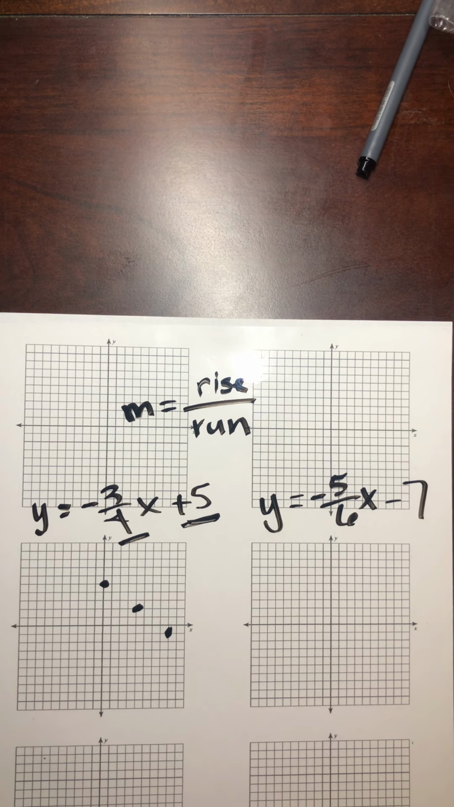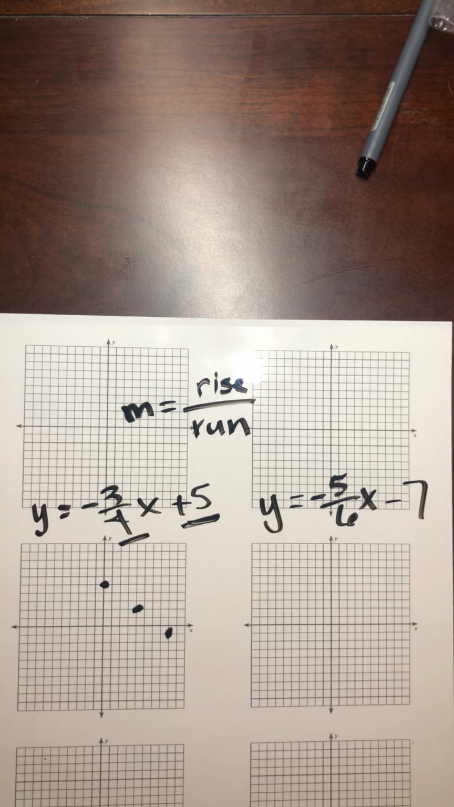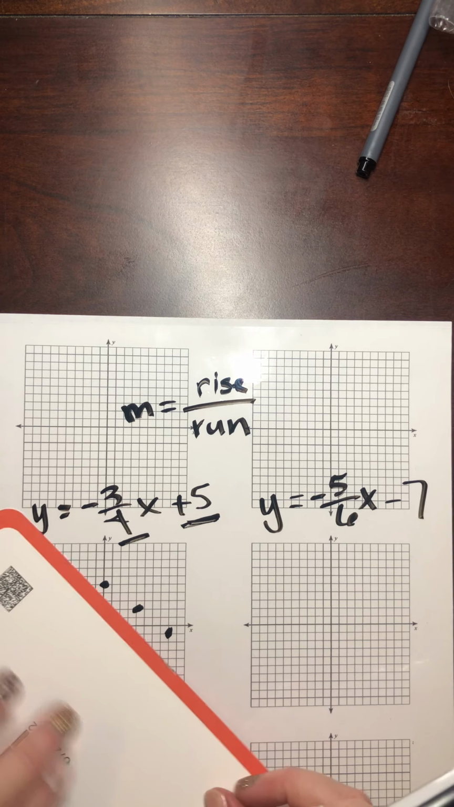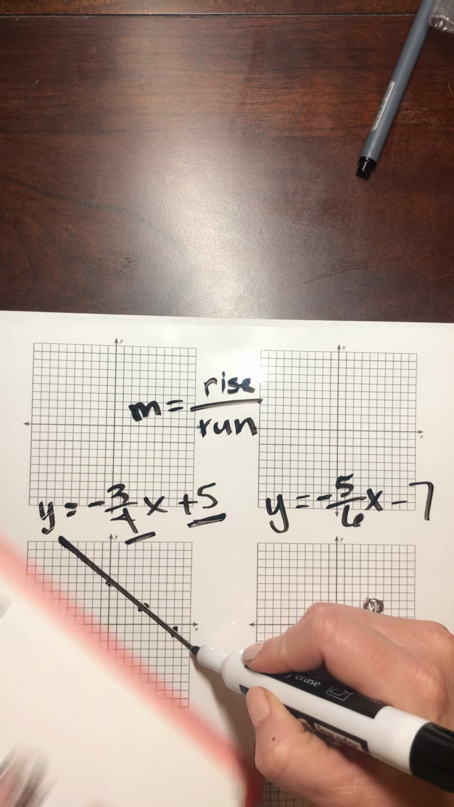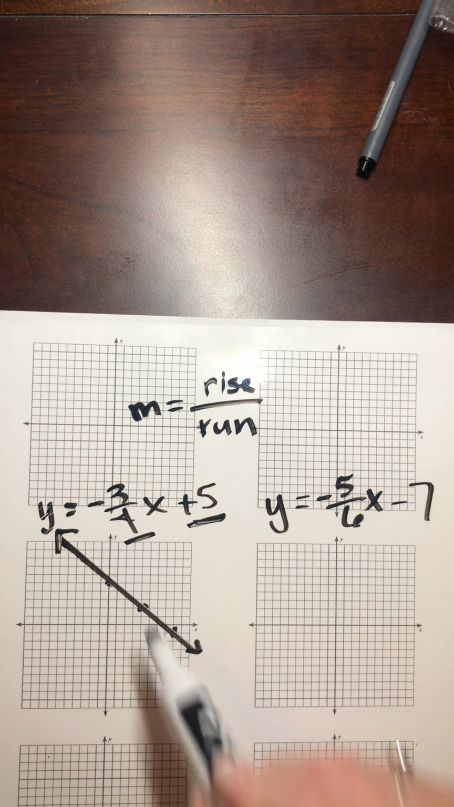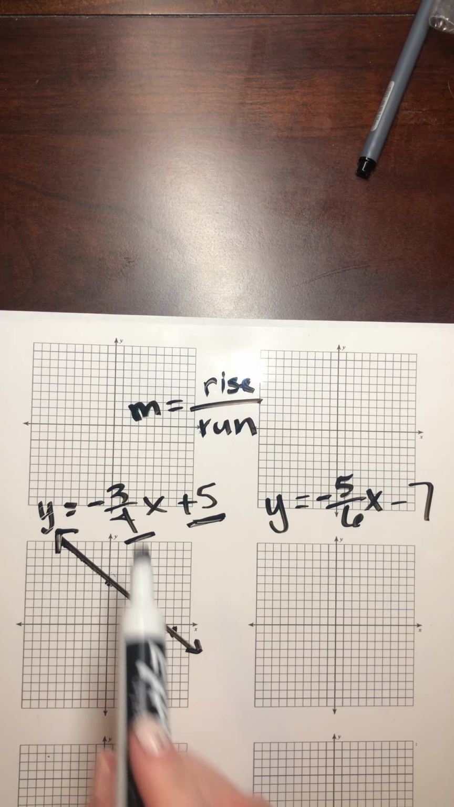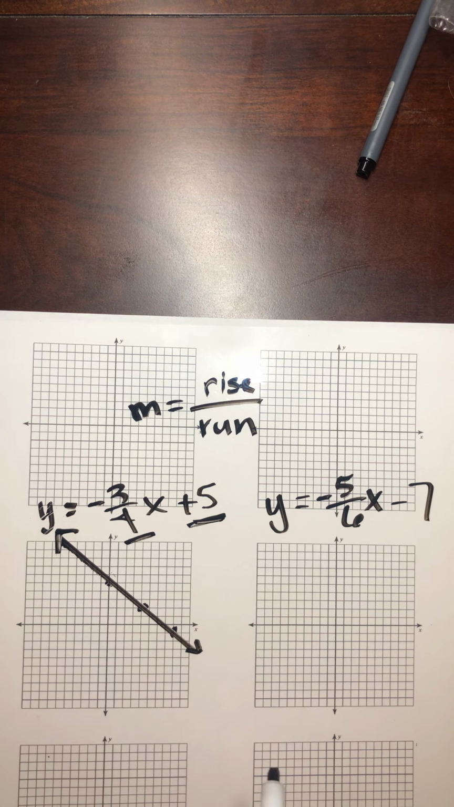Let me see if I can get a straight edge here. Connect the dots, and remember our graph should go through our coordinate plane. Okay, so I graphed this function as this line. Okay, let's do one more.